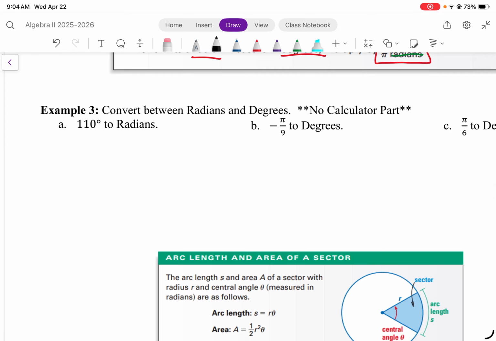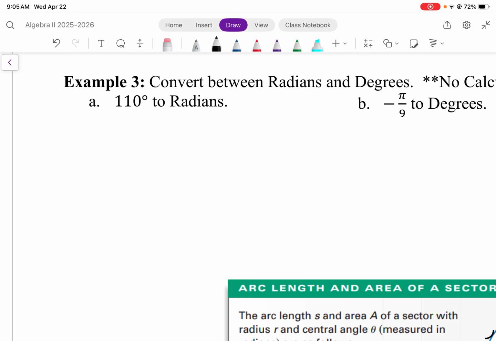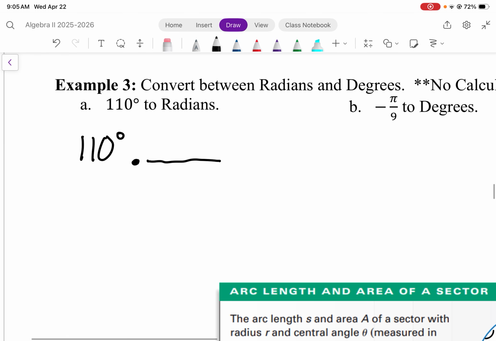So if we do some examples for number 3, they want us to convert between radians and degrees. This would be on the no calculator part of the test. So you do need to make sure you can simplify these fractions without a calculator. So if we start with the 110 degrees, we are going to multiply this by our conversion. And because it's in degrees, we want the 180 degrees to be on the bottom of our fraction that we are going to use to convert to radians.